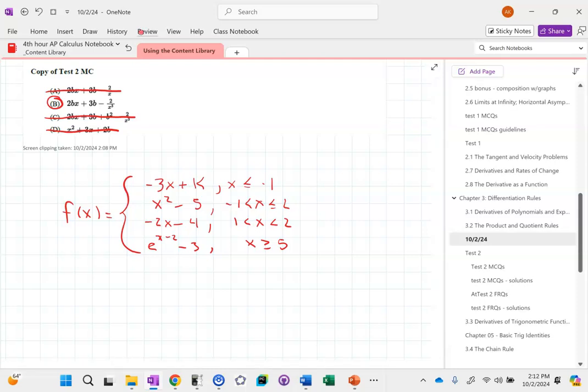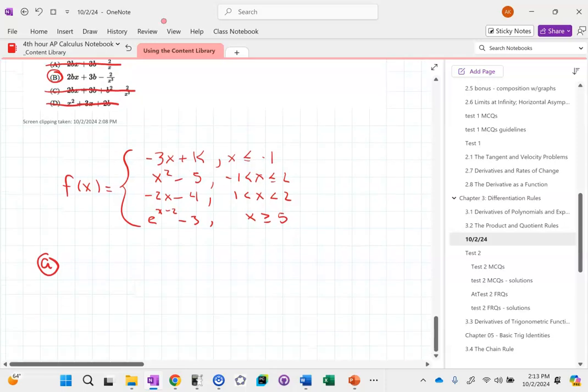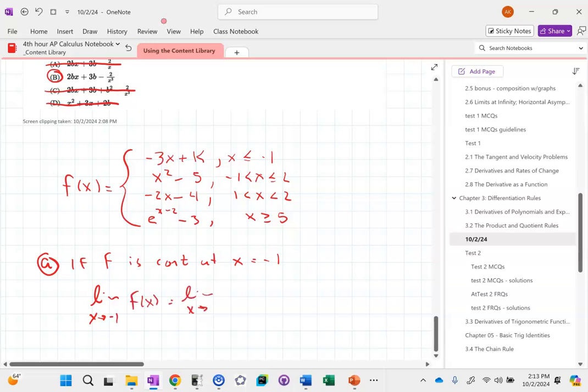So we have, I made a mistake on the worksheet. I'll get that. Okay. We have this function f. We're told k is a constant. It says for what value k, if any, is f continuous at x equals -1. So if f is continuous at x equals -1, the limit as x approaches -1 from the left of f of x equals the limit as x approaches -1 from the right of f of x, which equals f of -1.